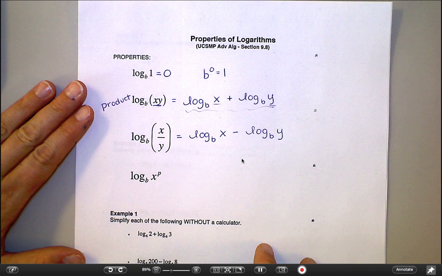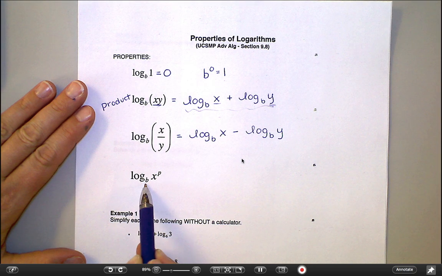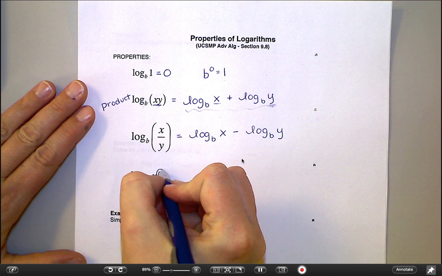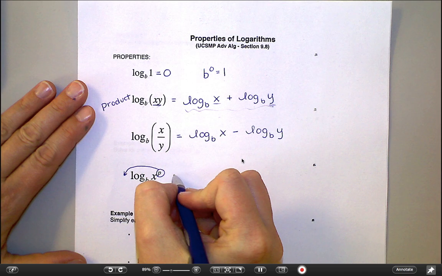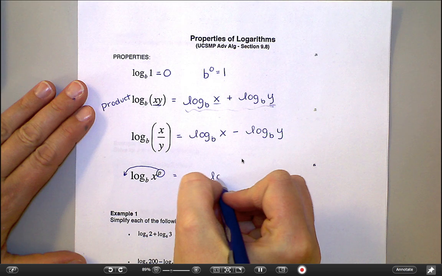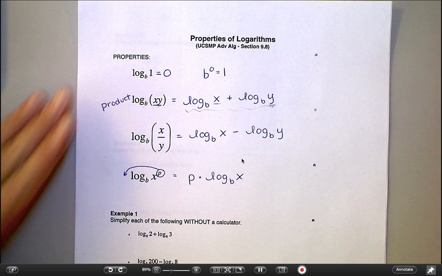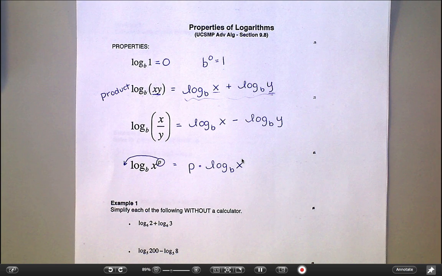And then this goes along with some of the stuff we talked about yesterday, but if you're doing a log of something being raised to a power, you can actually take that power and swing it down in front as a multiplier. So this can become p times log base b of x. And that's going to be a really important thing when we get into solving with logarithms. Okay? So please take a second. If you need to pause right now and write any of these down, please do.